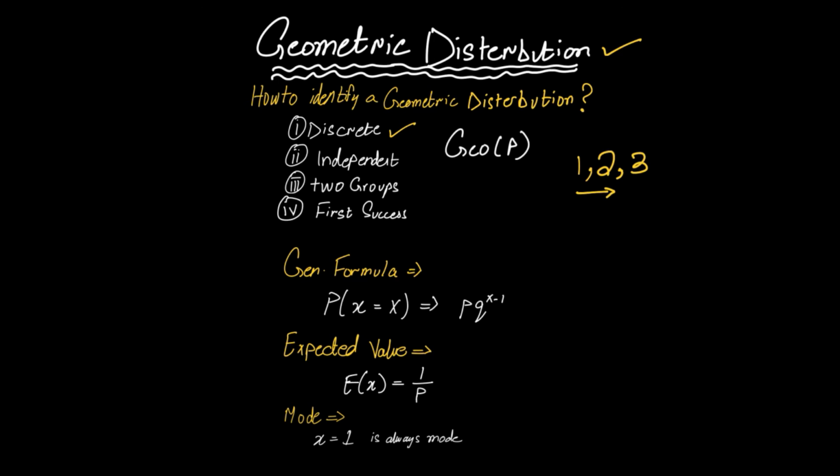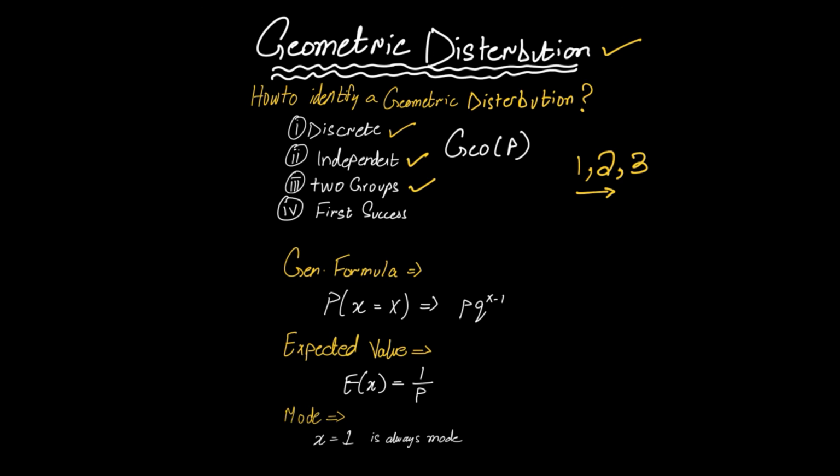Alright, another condition is that the variables have to be independent. For example, I have a coin toss and I get a heads. Now the next coin toss's result has no impact from the first coin toss. So that means that they are independent of each other, and another condition is met.